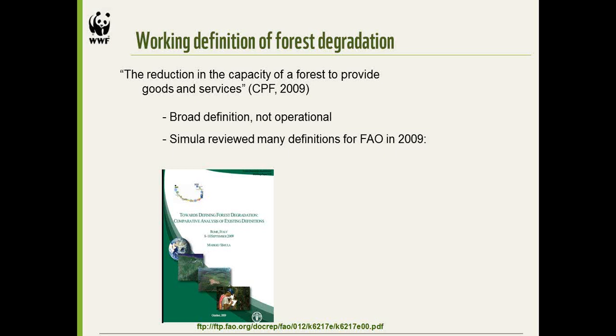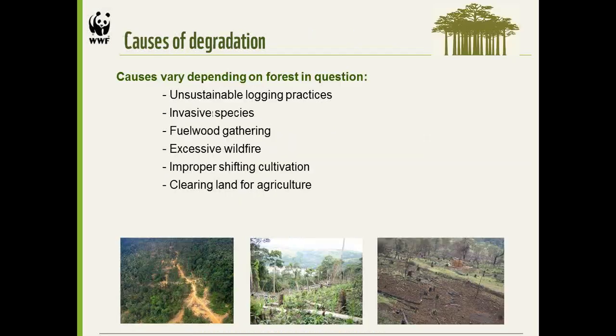But there's a very large number of definitions that he considered when looking at this. And so it's important, though, that any definition be made operational. So in other words, that we can actually measure it and make a decision based on those measurements.